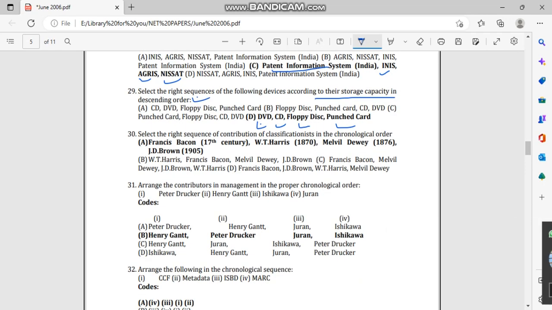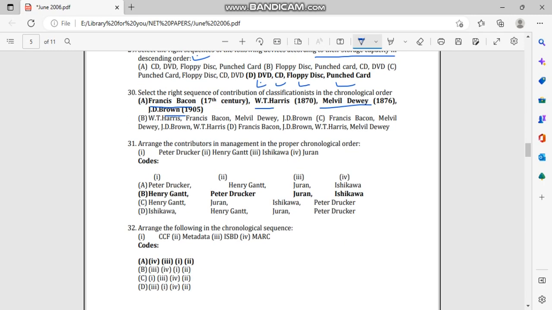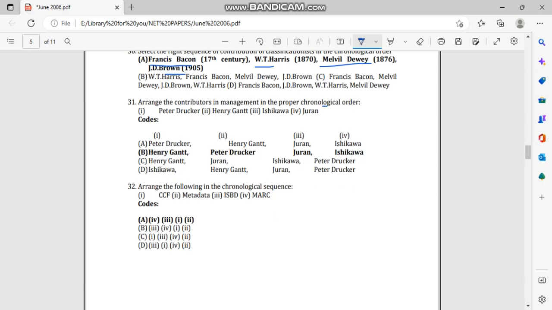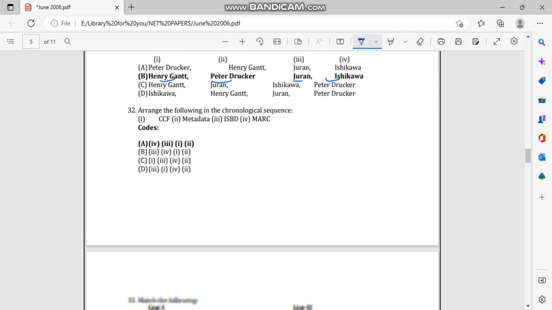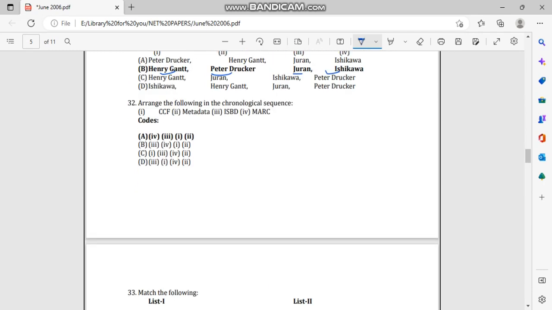Select the right sequence of contribution of classification in the chronological order. That is first Francis Bacon, then W.T. Harris, then Melvil Dewey, and last J.D. Brown. Arrange the contributors in management in the proper chronological order. First Henry Gantt, then Peter Drucker, then Juran, and last Ishikawa. Arrange the following in the chronological order. First MARC, then ISBD, then CCF, and last metadata.